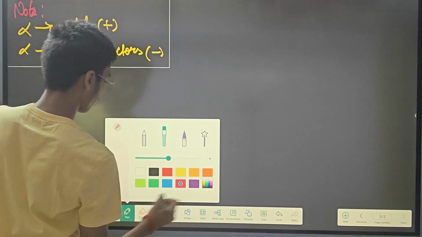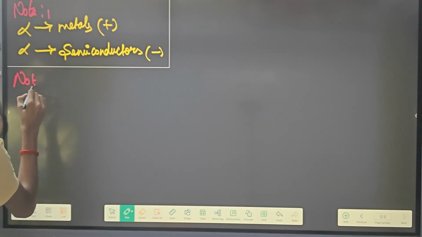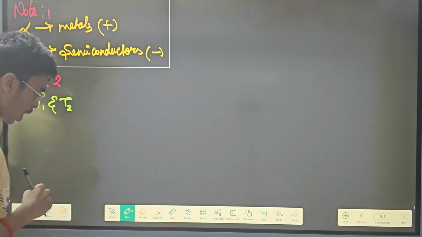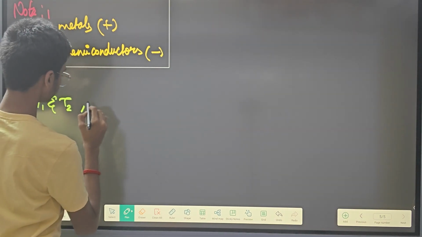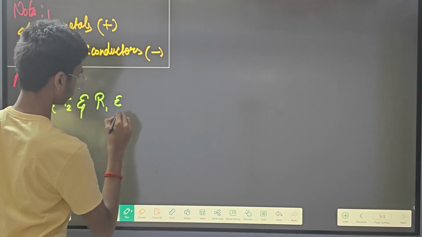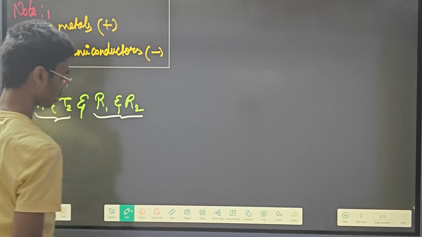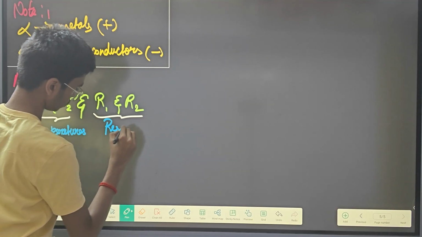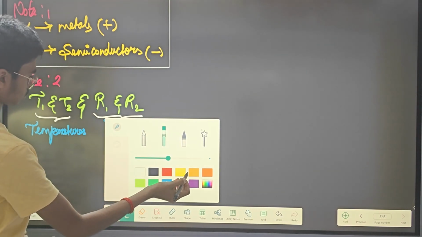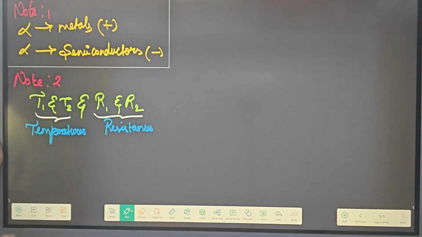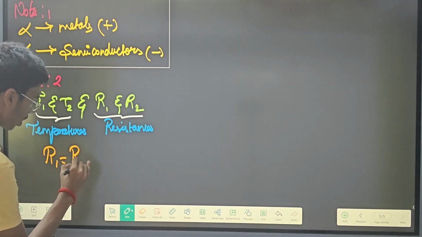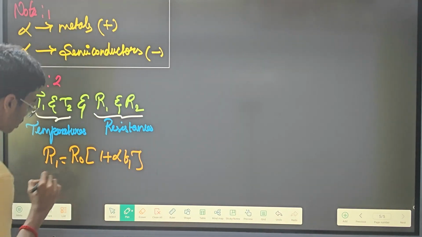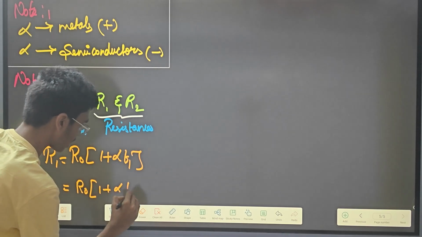Next is another note point. This is note 1, this is note 2. If T1 and T2 are the temperatures and R1, R2 are the resistances, then R1 is equal to R naught into 1 plus alpha T1, and R2 is equal to R naught into 1 plus alpha T2.